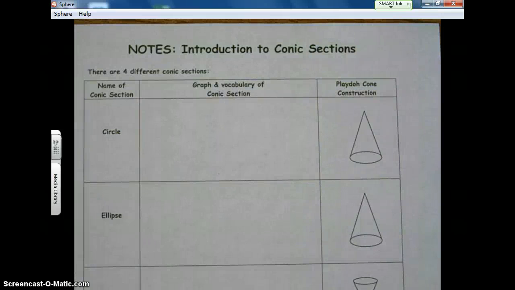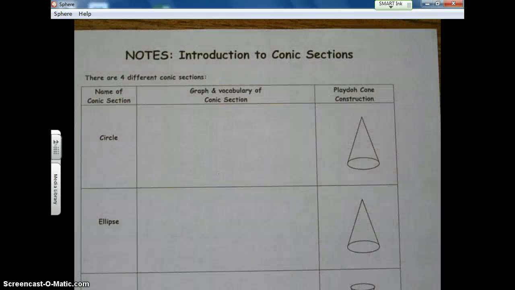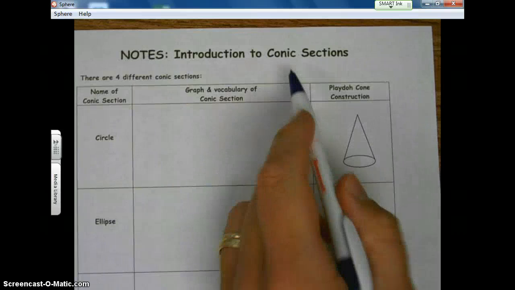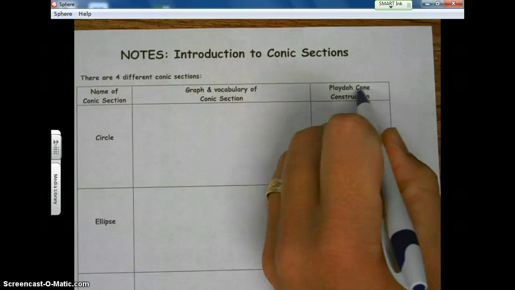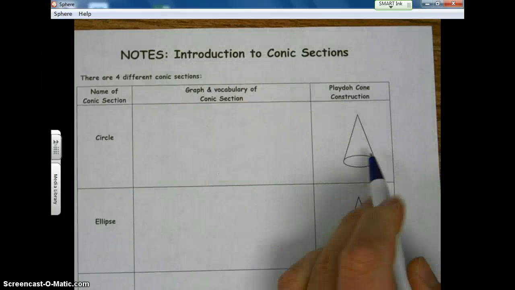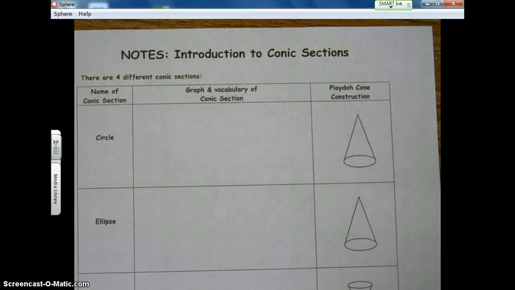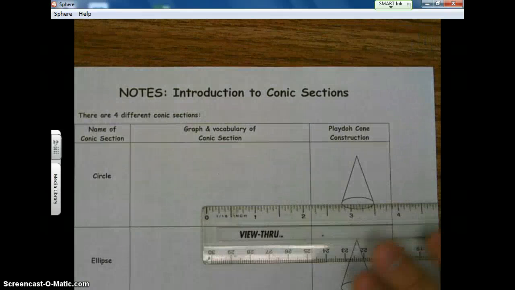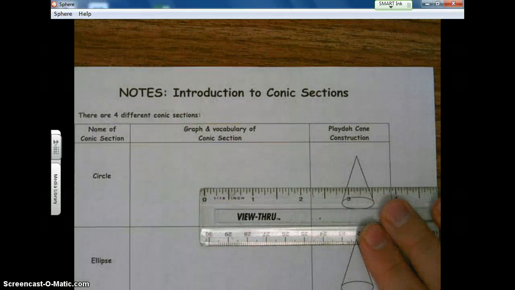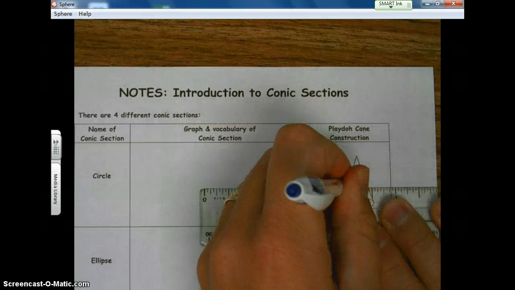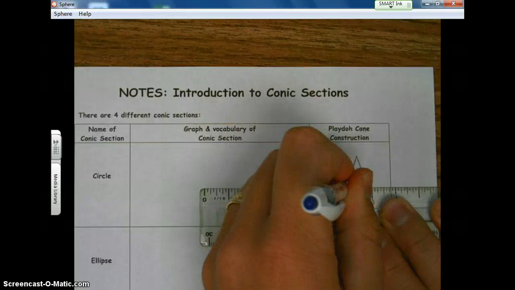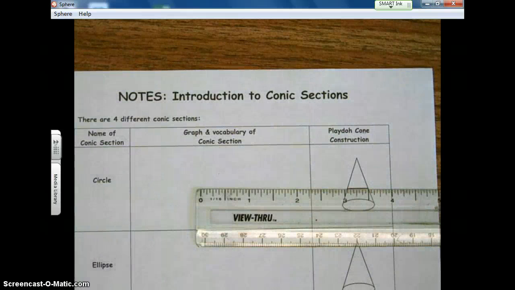Alright, introduction to conic sections. We've already kind of talked about the circle, but let's go ahead and show how it's constructed. All of the conic sections are formed by cones. Okay, so here's a cone. If I take this cone and I cut it parallel to the base, we get a circle.